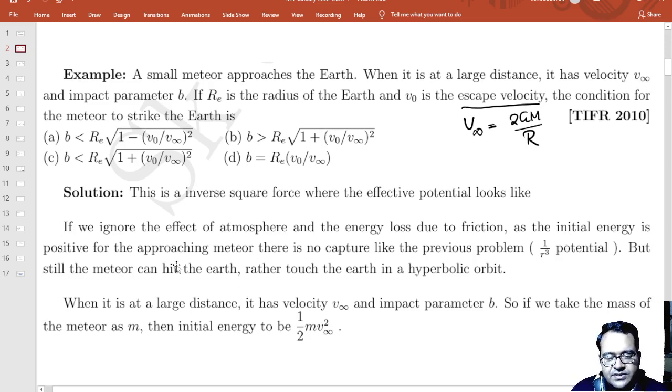So the initial energy was positive, but still the meteor can hit the Earth, rather touch the Earth, in a hyperbolic orbit. So here the orbit will be hyperbolic and just touch the Earth, and we will see how it touches the Earth. When it is at a large distance, it has velocity v infinity and impact parameter b. If we take the mass of the meteor as small m, the initial energy is half m v infinity square, as at infinity there is no potential energy contribution.